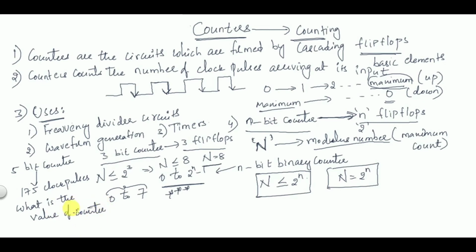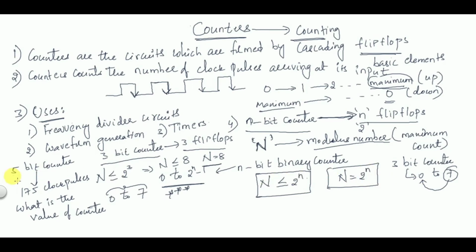What happens here is, after reaching the maximum modulus number, suppose a 3-bit counter is there, it counts from 0 to 7. After getting 7, it resets to 0 and the count starts again from 0 to 7. Again after reaching 7, it resets to 0. This reset phenomenon occurs automatically.